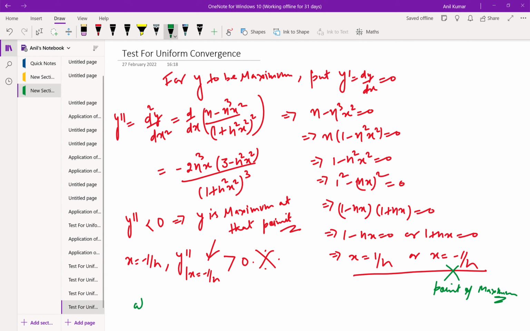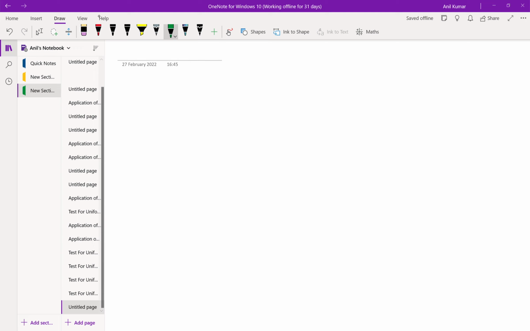So now at x is equal to 1 by n, y double prime at x equal to 1 by n is coming out to be minus n square by 2, right? And which is obviously strictly less than 0. Therefore x is equal to 1 by n is a point of maximum.